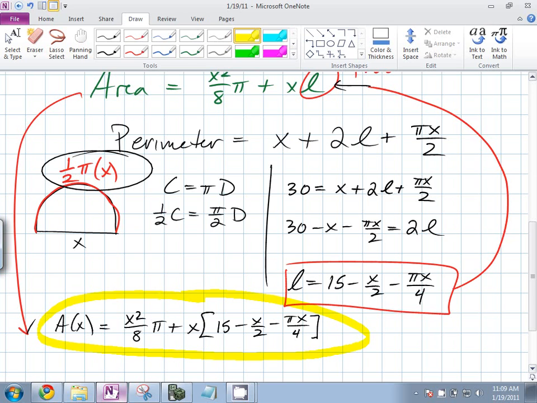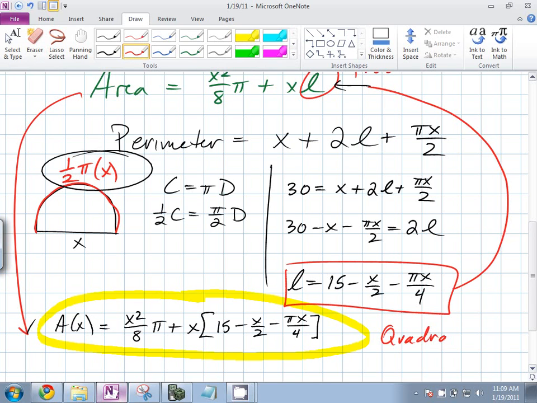Is this a linear function? Is this a linear function? Oh, come on. Is it a linear function? Can you speak so that humans can hear you? No, it's not. Why not? There's an x squared. What type of function is this? It's a quadratic. So this is definitely a quadratic.